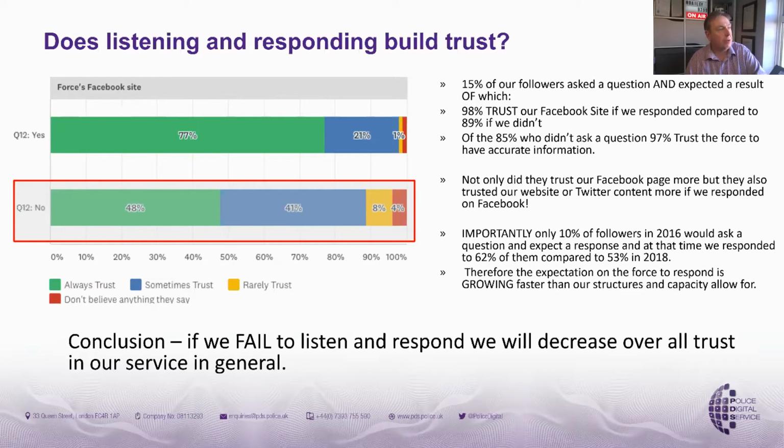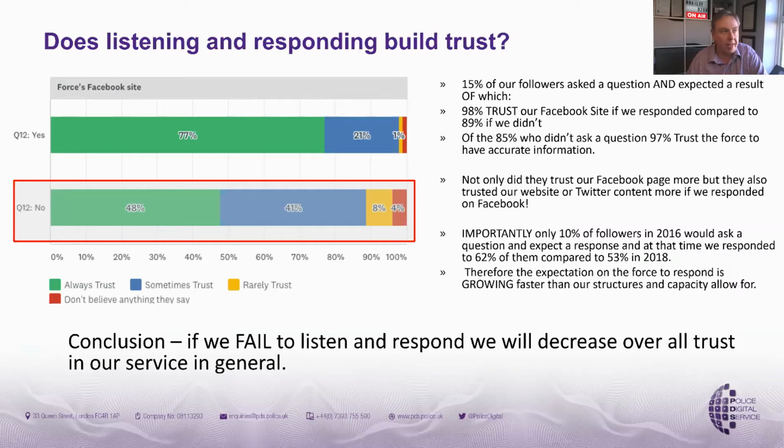So this is quite old data now, but it's replicated and it hasn't really changed since we started doing the survey back in 2016. If people are taking the time to connect to our social media accounts, regardless of channel, they have really high trust in the account, until such point as they ask a question that's not reporting a crime, but that could be included as well, and expected a response and didn't get it. And we damage the trust that we've built in that community by not being seen to be responsive and not being seen to listen. So there is a really strong conclusion here: if we fail to listen and respond, we decrease the trust in our service in general.